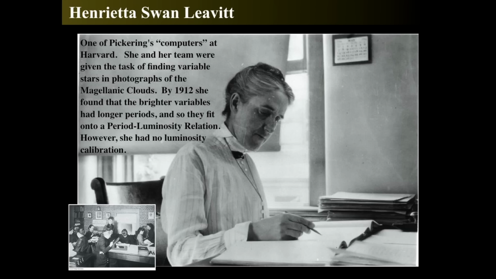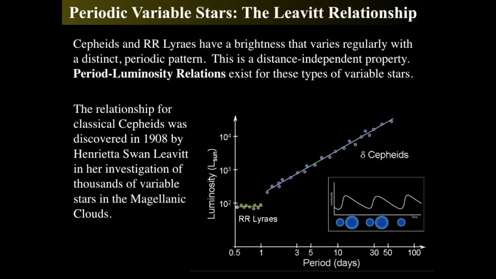And Henrietta Leavitt was doing some work finding variable stars in the Magellanic Clouds. And by 1912, she found these brighter variables had these longer periods. So she was the one who first discovered the period luminosity relationship of Cepheid variables, a new type of variable star. But at the time, she had no way of actually getting the luminosity calibration, so she didn't do it. But let's call it the Leavitt relationship because that's what they really are.